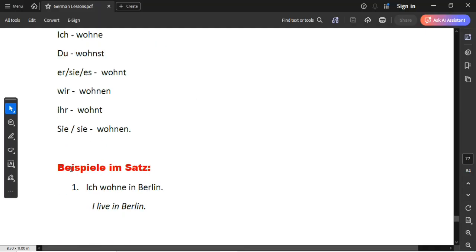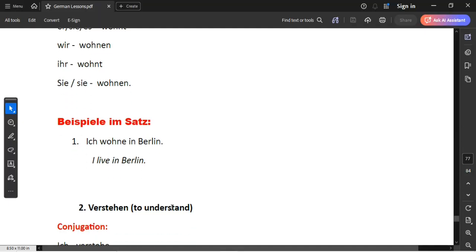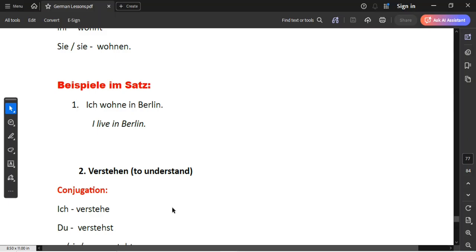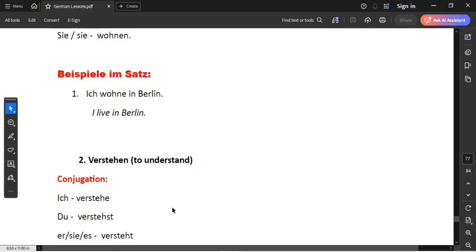Now, I want us to go ahead and look at Beispiele im Satz. Beispiel Nummer 1, we have: Ich wohne in Berlin. Ich wohne in Berlin. I live in Berlin. So that's all on wohnen. So let us go to verb Nummer 2, and it will still follow the same rule as wohnen.